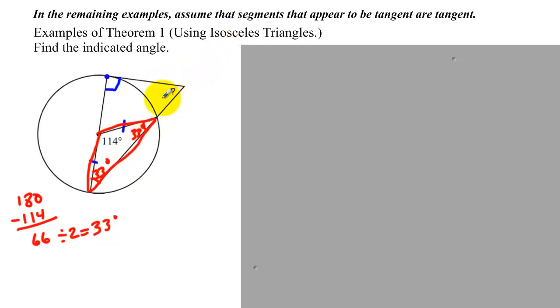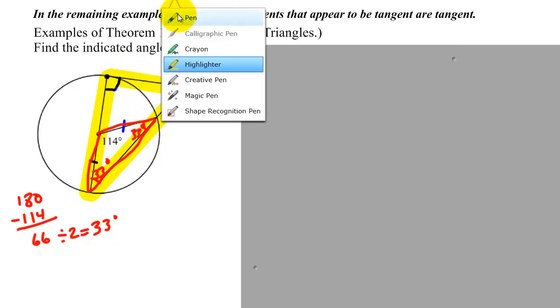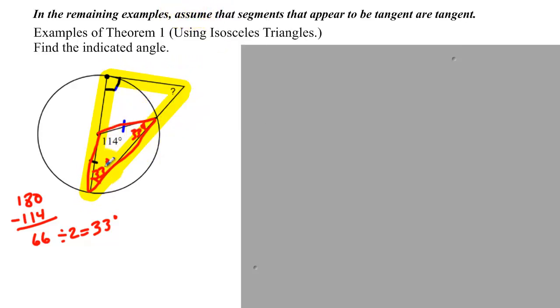Well, how does that help me find this angle? If I look at this in a different way, let's look at a different triangle. Highlighting this one, I'm going to look at this big right triangle, because that right triangle has 3 angles in it, and I know 2 of them. I know the 90, of course, and I know this one down here is 33. So my last one is just the remainder. So I've got 90 and 33, which is 123. If we take that from 180, we have our answer, which is going to be 57.